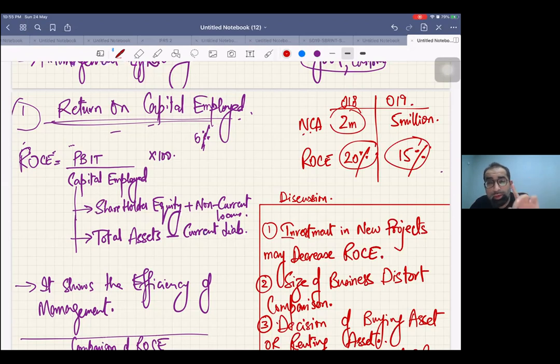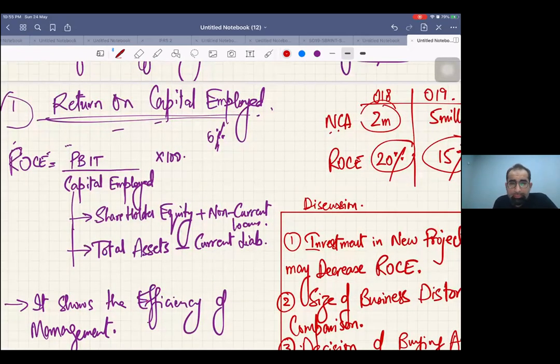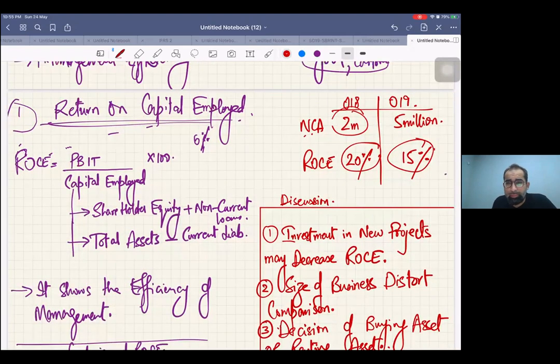Let me give you one wrong answer, and still people find it logical. Listen, look at here. When your non-current assets increase, your total assets also increase. And when your total assets increase, your capital employed goes up. And when your capital employed goes up, since capital employed is part of the denominator, your ROCE will go down.